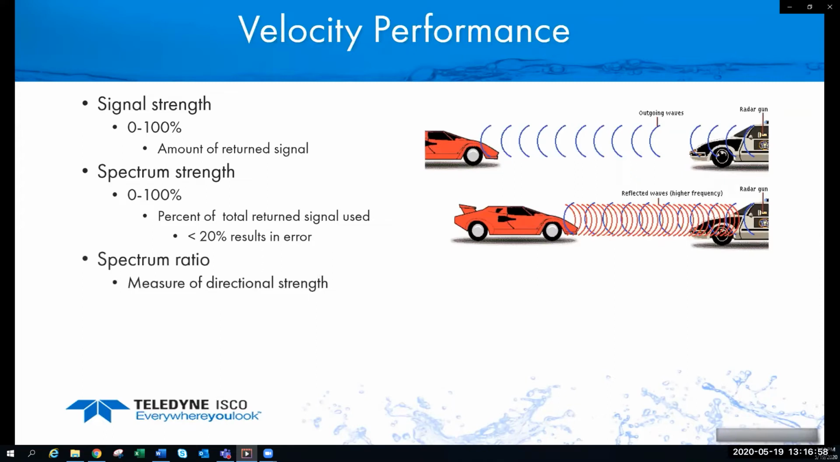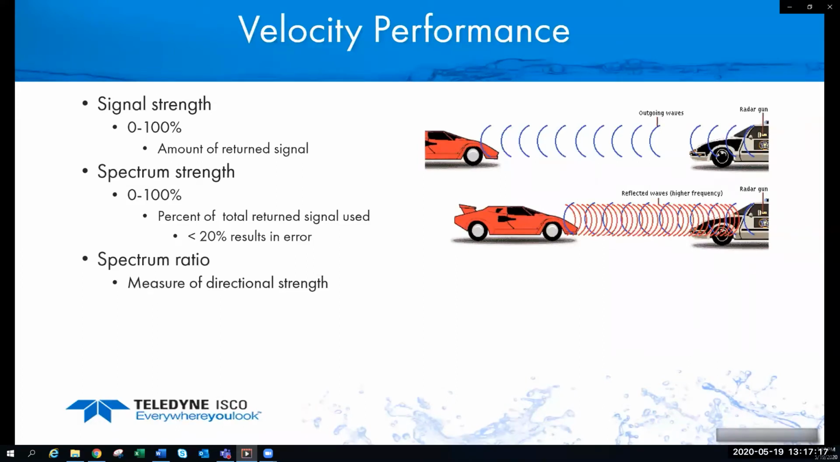Now, the other thing we can look at is the spectrum ratio. The ratio is going to tell us the direction of the water. Now, in most cases, it's going to be 100%. It sees all the water coming directly at that sensor. But if there's rocks or debris in front of that sensor creating some swirling, you're going to see that ratio start to decrease.